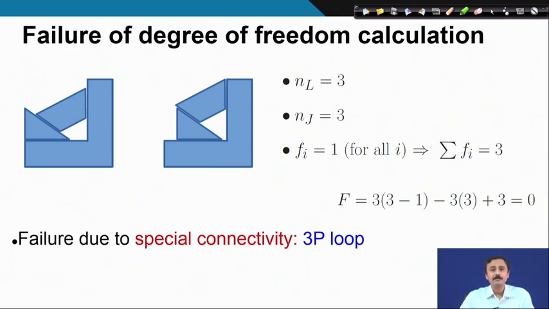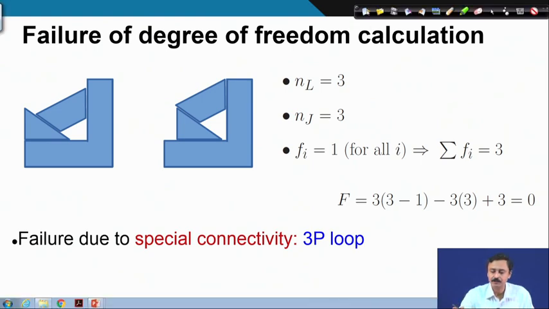Because the degree of freedom calculation does not distinguish between the kinematic pairs, whether it is a prismatic or a revolute. Therefore, because of this special connectivity of the 3P loop, we have a failure of the degree of freedom calculation. Therefore, whenever you have 3P loops, you must add 1 degree of freedom to the total degree of freedom calculation.